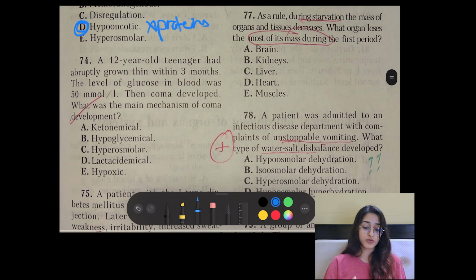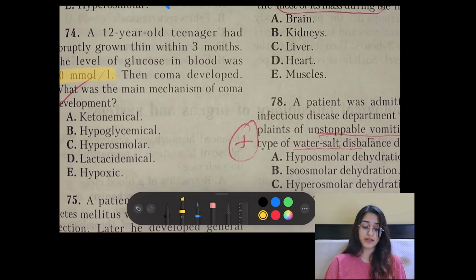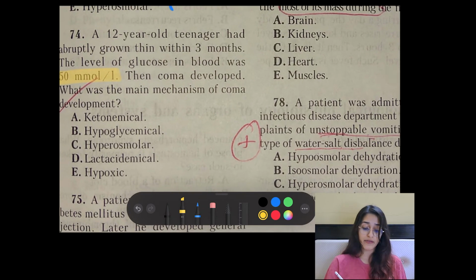Next, a 12-year-old teenager had abruptly grown thin within 3 months. The level of glucose in blood was 50 millimole per liter, and then coma developed. What is the main mechanism of coma? See, in the question they haven't mentioned ketone bodies, so it will not be ketone. There's obviously hyperglycemia, so it is not that. Lactic acid is not mentioned in the question. Hyperosmolar.